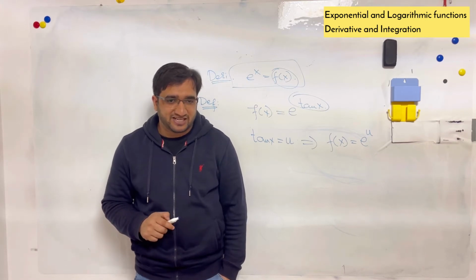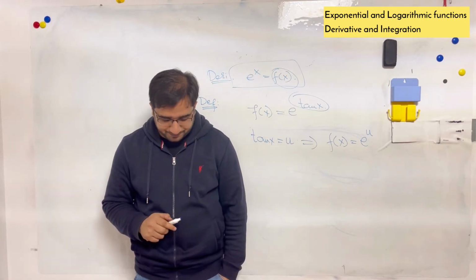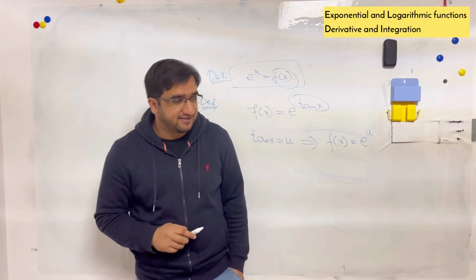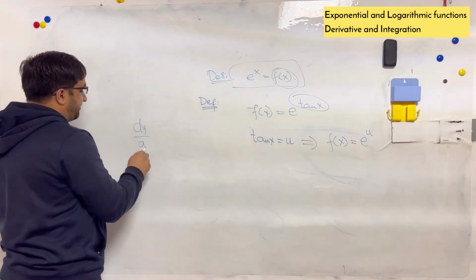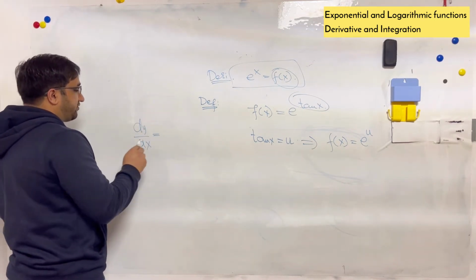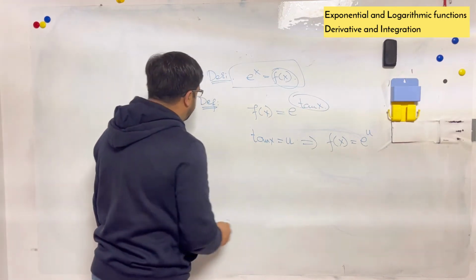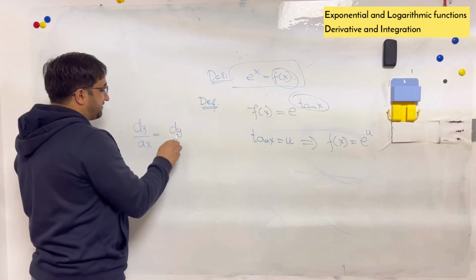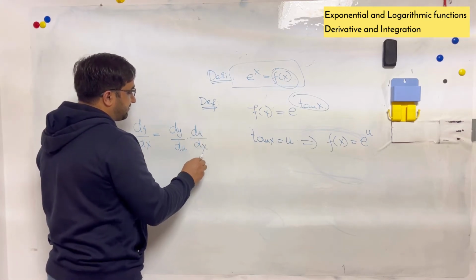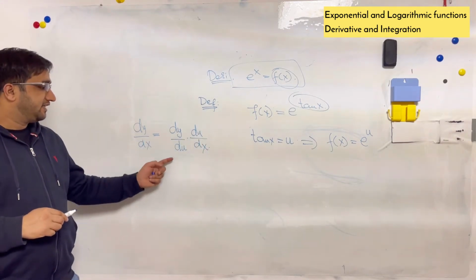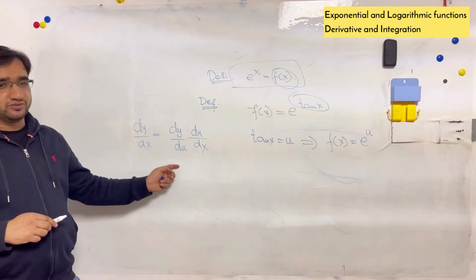What is the rule of chain? What is the chain rule? Do you know the chain rule? If I have dy by dx and I want to write it in terms of u, it is dy over du multiplied by du over dx. So both are the same. You just multiplied and divided with du.